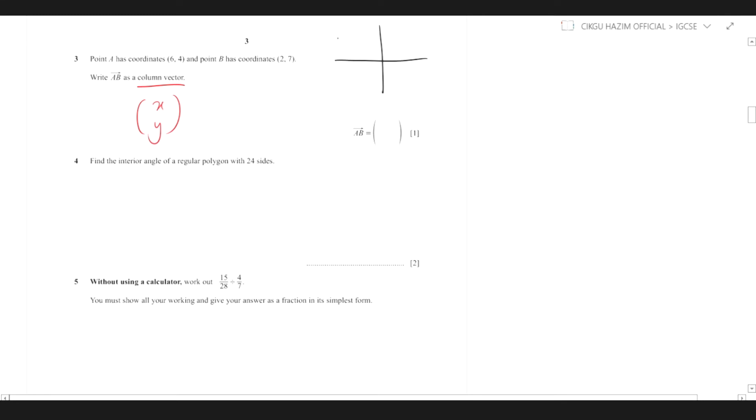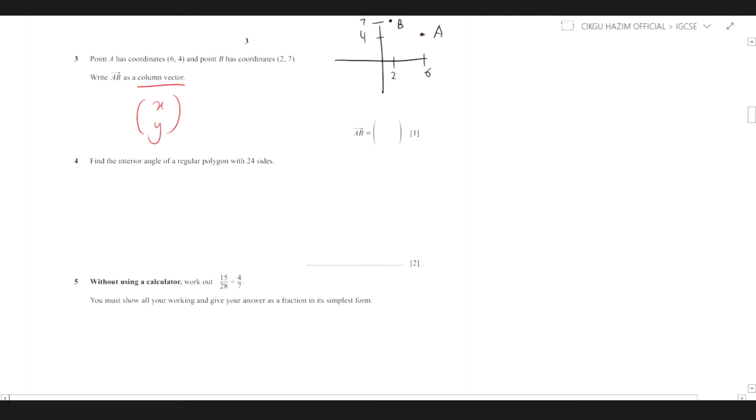If we have 6 and 4, where is it? Maybe this is 6, this is 4. So this is point A. And how about point B? Point B here is going to be 2 over here and 7 on top here. So this is point B. What do we say about the vector from A to B here? It means that you are moving from A, like you are having a direction. You want to go from A to B. So how do we go to the point? I would like to tell you how I do it.